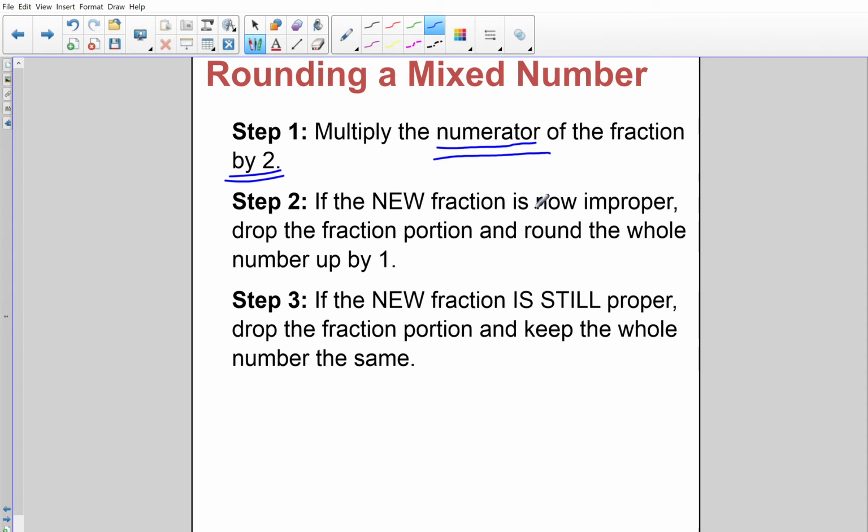If the new fraction is improper, then we drop the fraction portion and round the whole number up by 1. So the whole goal is we're going to get rid of all the fractions anyway and just have whole numbers. So we're just using that fraction as an estimate. So if it's improper, we're going to round up the whole number by 1. If the new fraction is still proper, so even after you multiply that numerator by 2, if it's still a proper fraction, it was a pretty small fraction, we're still going to drop the fraction portion, but this time we're going to keep the whole number the same. Okay, so you may want to pause and write down those notes before you move on.